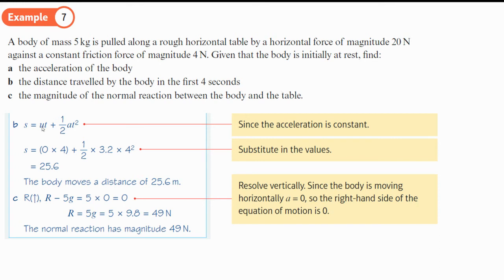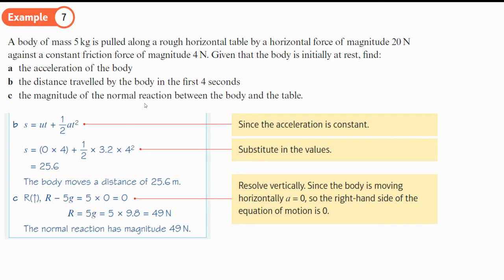We know it started at rest, so U is 0. We know that we're looking at 4 seconds because the question tells you. You know the acceleration is 3.2, and so we're looking for S, and this is the best equation to use. We don't know what V is, and so we're going to pick the equation that doesn't use that. And then if we substitute the numbers in, you're going to get 25.6, and it'll have moved 25.6 meters.